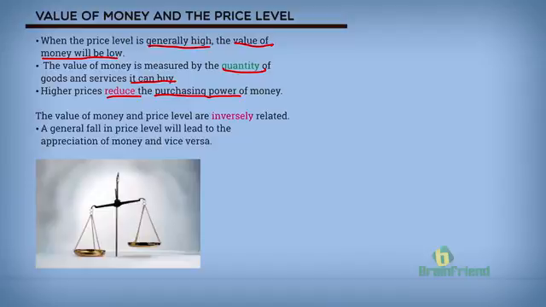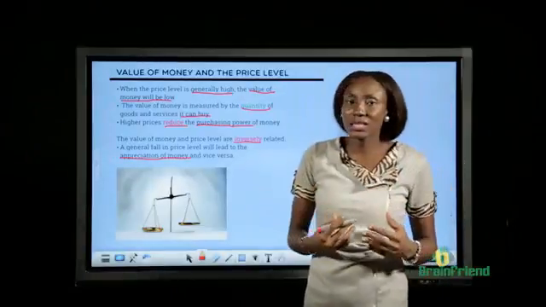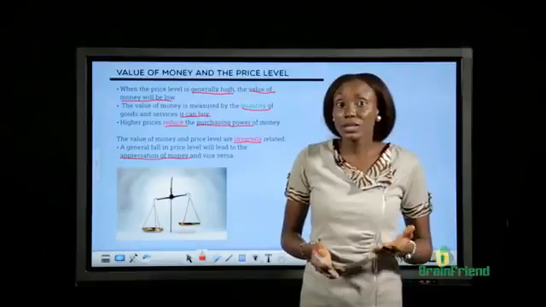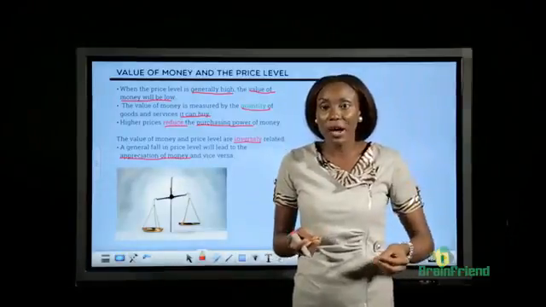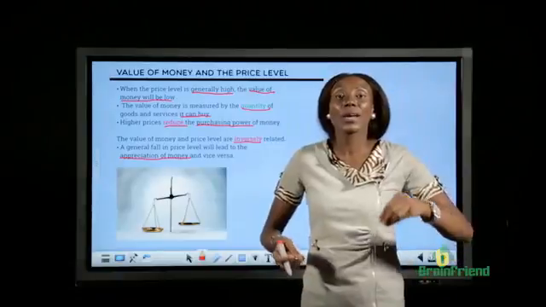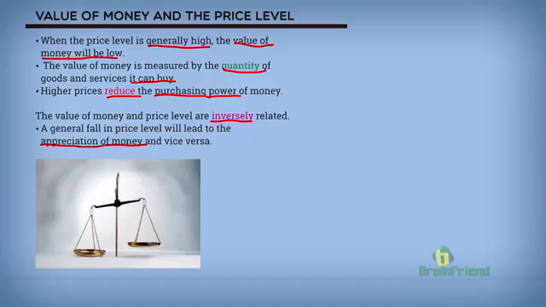The value of money and price level, in other words, are said to be inversely related. They are inversely related. A general fall in price level will lead to the appreciation of money. That is, when the prices of goods and services fall, the value of money will increase. Take, for instance, an amount like 1,000 naira. You can go to the market with 1,000 naira and you can buy several foodstuffs. But when it is vice versa, that is to say that an increase in the price level will bring about a depreciation of what? Money.